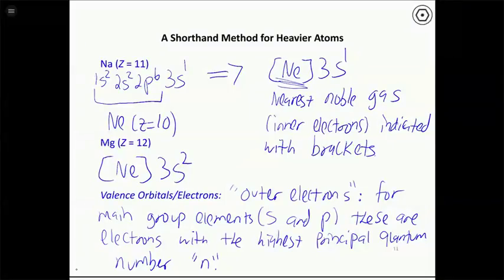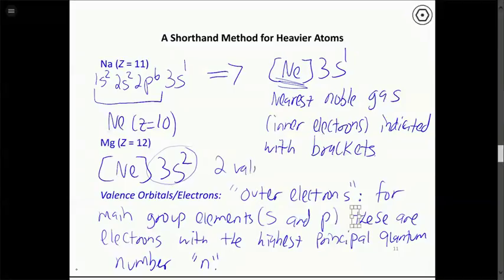So those are going to be the electrons that are furthest away from the nucleus and the ones that have the highest principal quantum number if you're talking about elements that are in either the S or the P block of the periodic table. So if we go back up to magnesium, the ones with the highest principal quantum number are these 3s electrons. All the other ones have quantum numbers of 2 or 1. So there's going to be 2 valence electrons for magnesium.